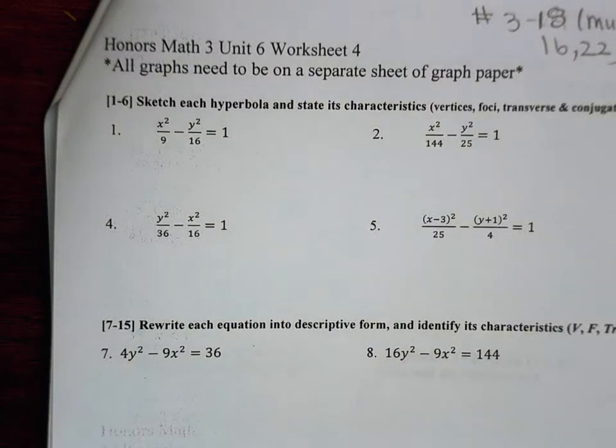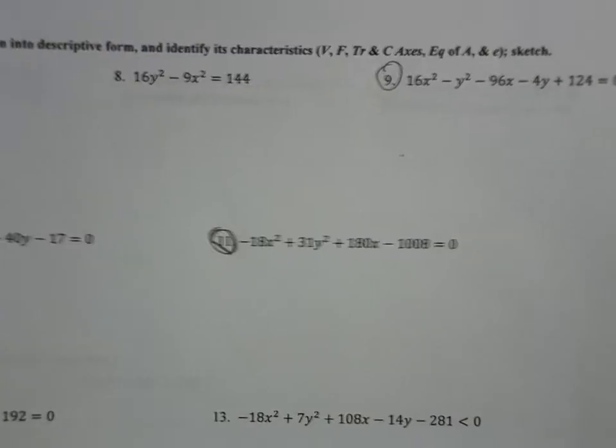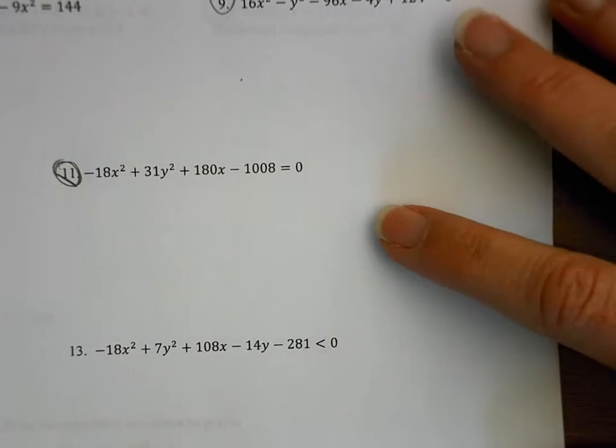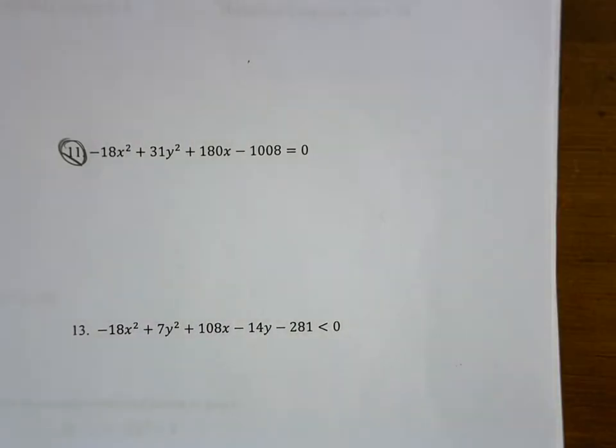Okay, this is the homework help video for Honors Math 3, Unit 6, Worksheet 4, and I'm going to start with question number 11. So for question number 11, the first thing we want to do is rewrite it into descriptive form, so that means I'm going to complete the square.